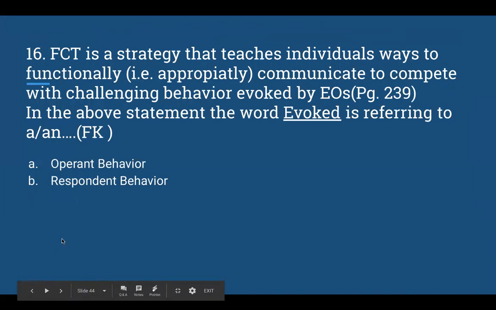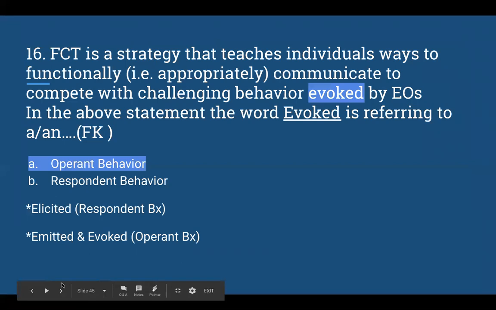FCT is a strategy that teaches individuals ways to functionally or appropriately communicate to compete with challenging behaviors evoked by EOs. In the above statement, the word evoked is referring to an operant behavior or respondent behavior? Operant. Nice job, guys. That one we just have to simply memorize. No going around it. Remember, elicited is respondent behavior; emitted and evoked is operant behavior.